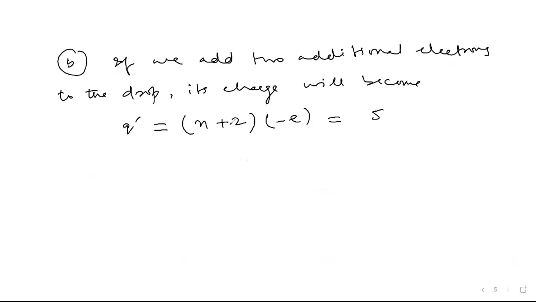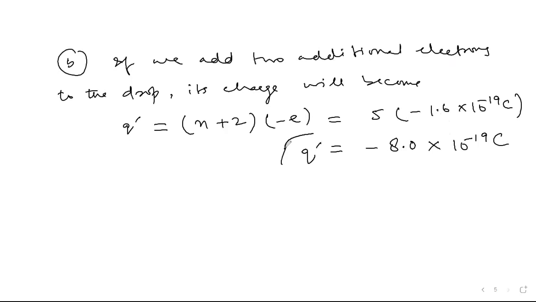Now it has absorbed 2 electrons, so its new charge Q prime is n plus 2 times minus e, which is 5 times minus e, where e is 1.6 into 10 raised power minus 19 coulomb. Minus 5 times 1.6 into 10 raised power minus 19 coulomb. When we solve for it, it is minus 8.0 into 10 raised power minus 19 coulomb. So this is the charge of the oil drop after capturing 2 electrons, minus 8 into 10 raised power minus 19 coulomb.